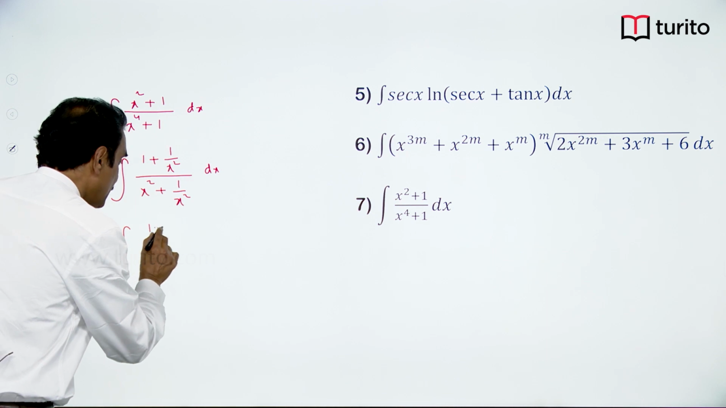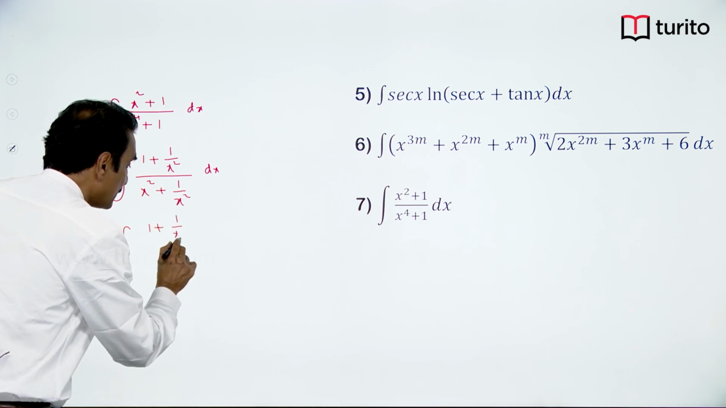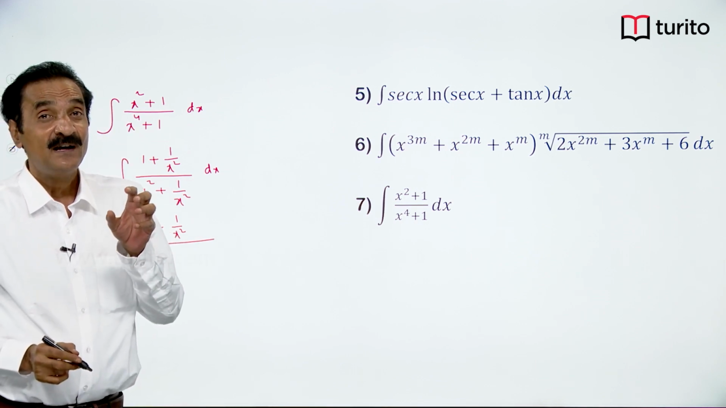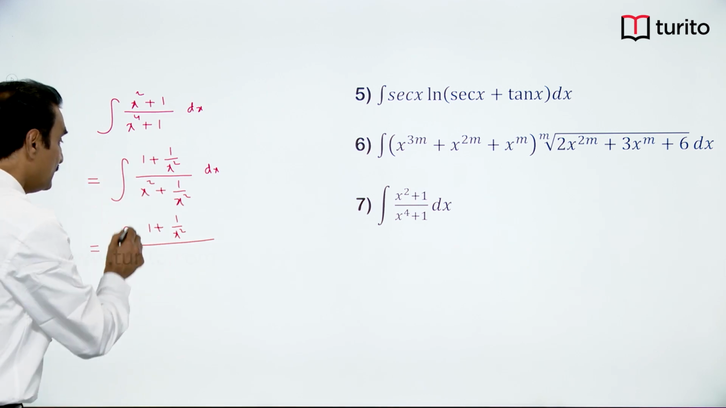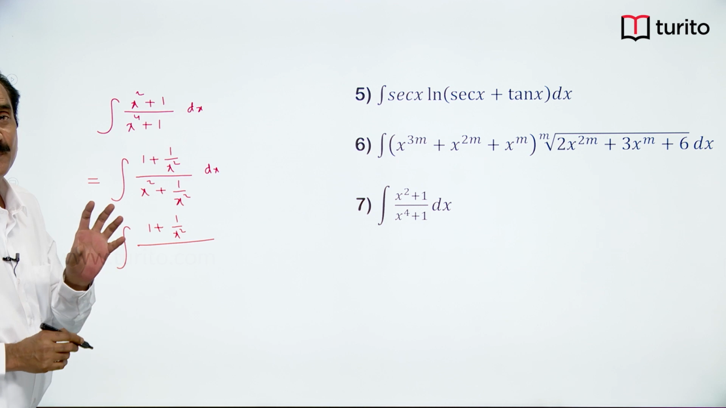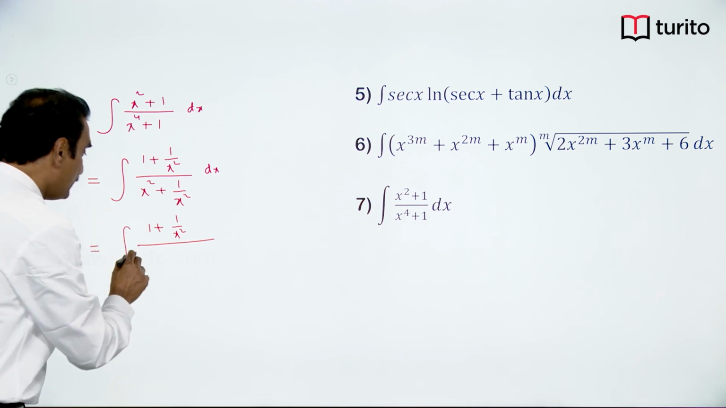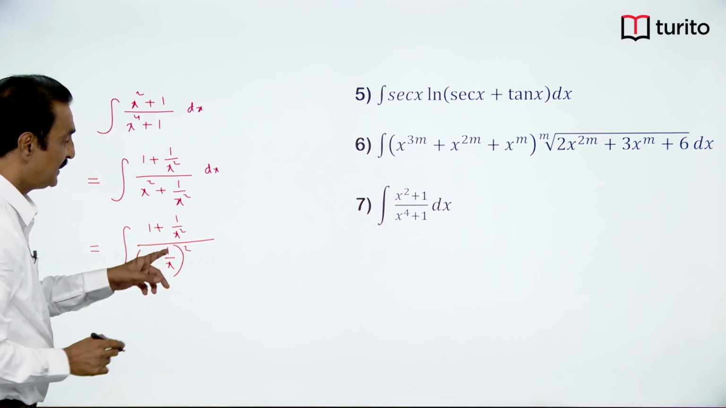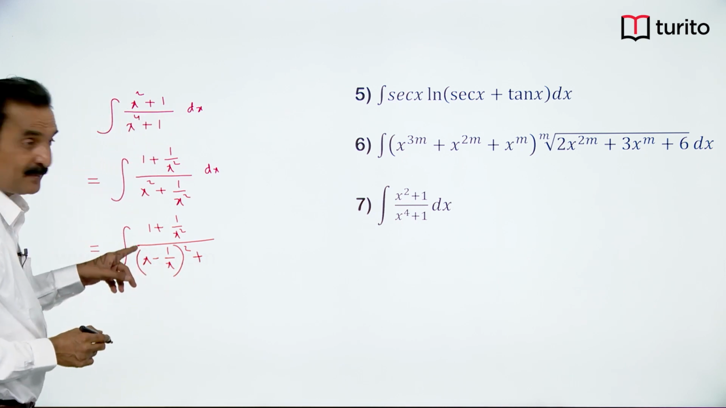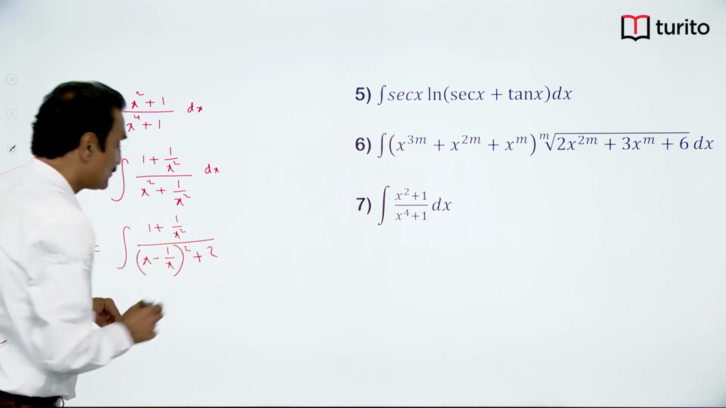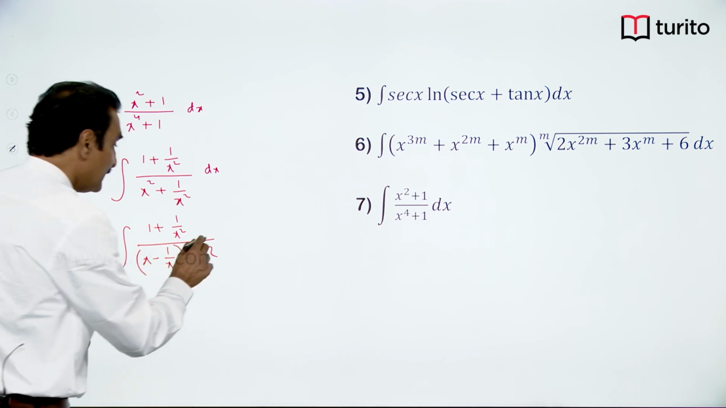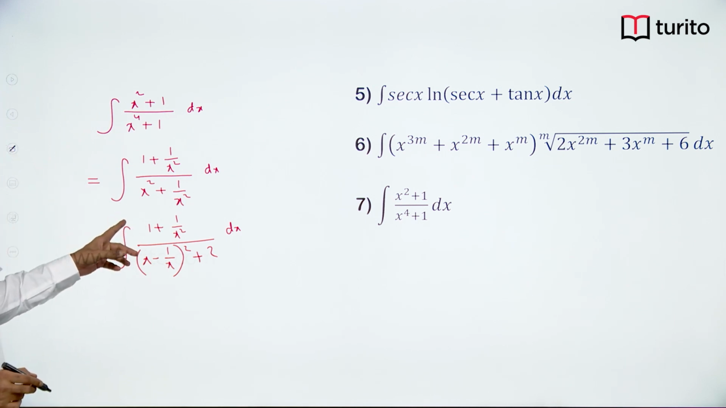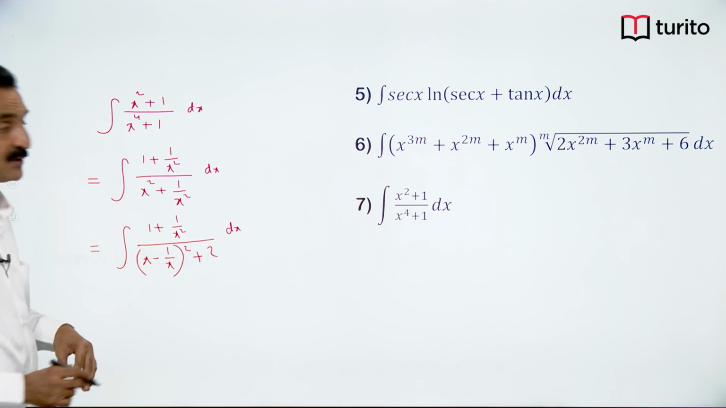It is 1 plus 1 by x square, by, how to write x square plus 1 by x square in terms of x minus 1 by x. a square plus b square can be written as a minus b whole square plus 2ab. So, I will write it as x minus 1 by x whole square plus 2ab. 2ab means 2 into x into 1 by x, that is 2. Okay. dx. Now, we substitute x minus 1 by x is equal to t.